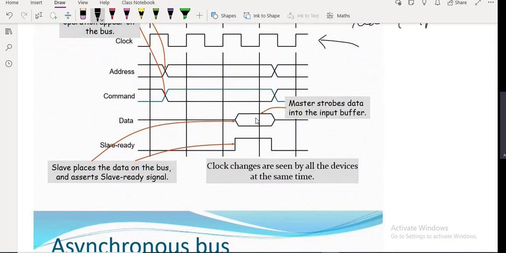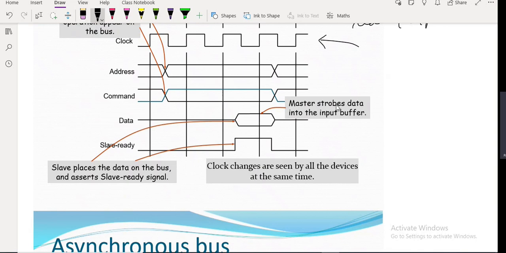As soon as it places the data on the data bus, it immediately sends a signal called slave ready. That means the requested data is placed on the data lines. Then immediately the master is going to strobe. What is the meaning of strobe? It is going to capture the value or information that is present on the bus.